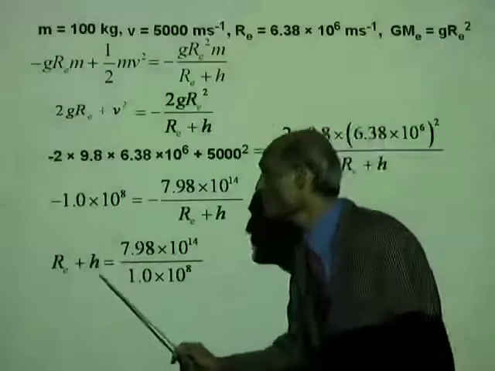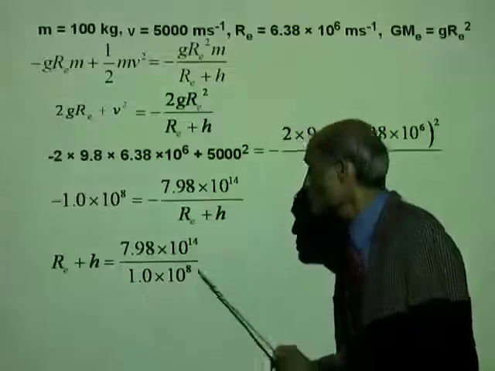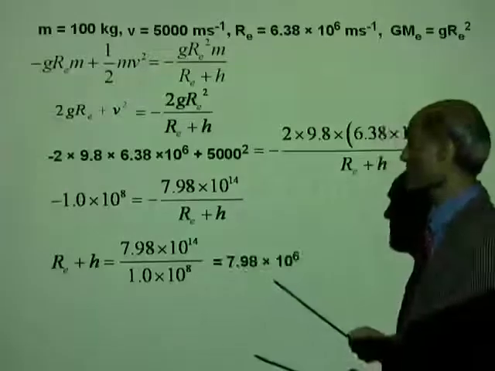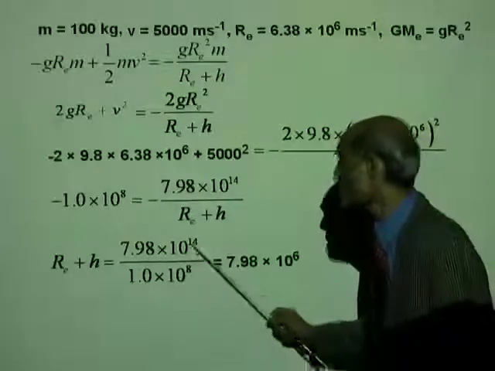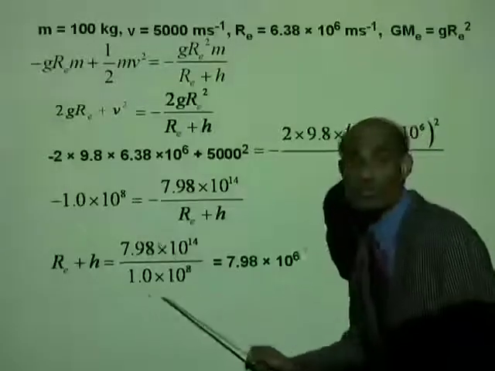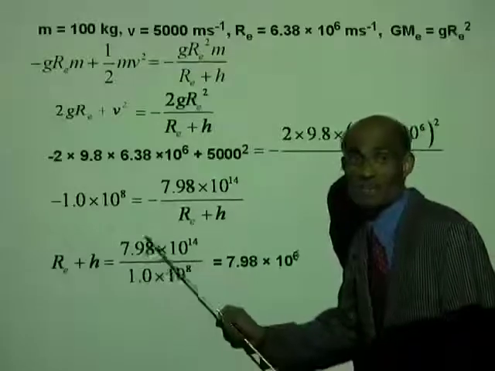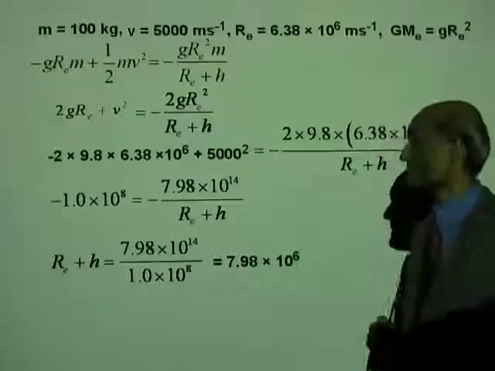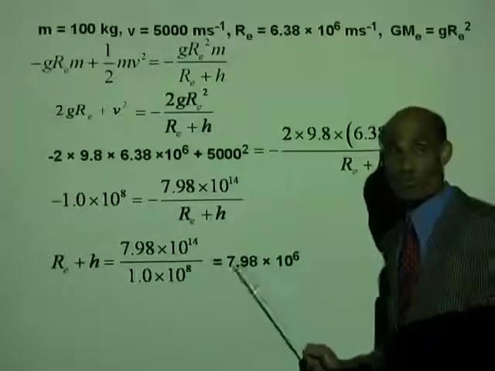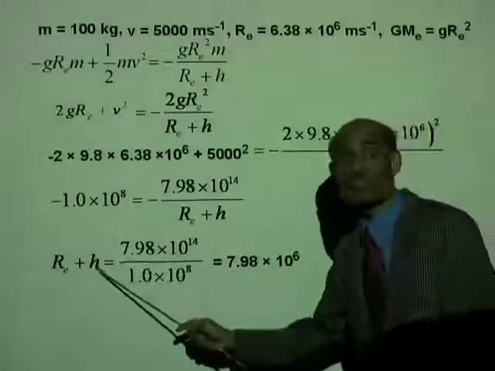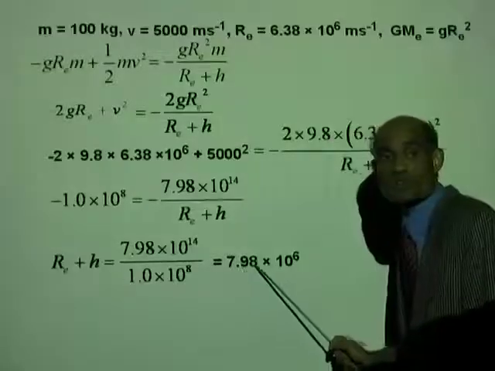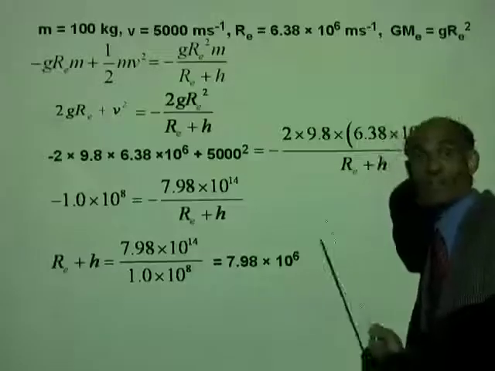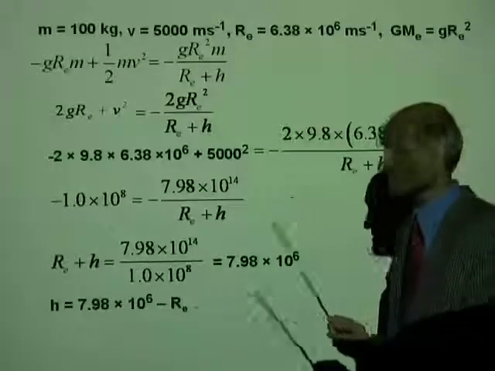And therefore H equal to this quantity can now be simplified and then subtract Re from there. The right hand side, when you simplify this quantity, check it on your calculator. Do you get this as 7.98 times 10 to the 6? Well, if you get it, how do you find H? H equal to 7.98 times 10 to the 6 minus Re. And you know what Re is.